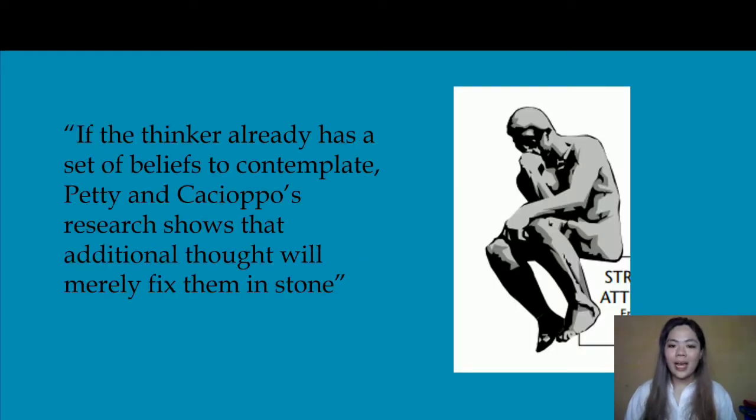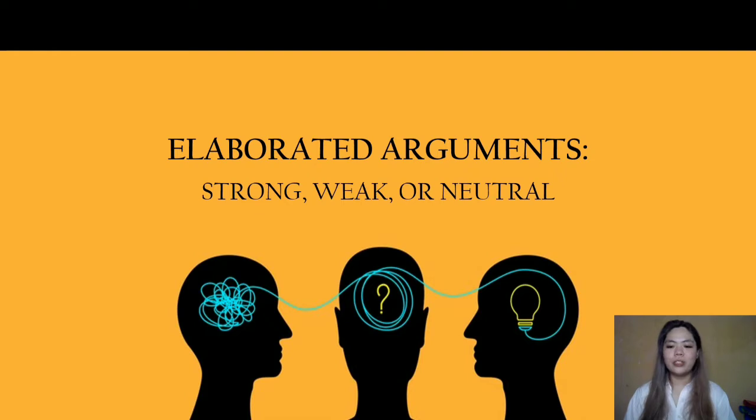If the thinker already has a set of beliefs to contemplate, Petty and Cacioppo's research shows that additional thought will merely fix them in stone. So the only way that you might have a chance to change this line of thought is through strong arguments. Last step for central route. Elaborated arguments: strong, weak, or neutral.